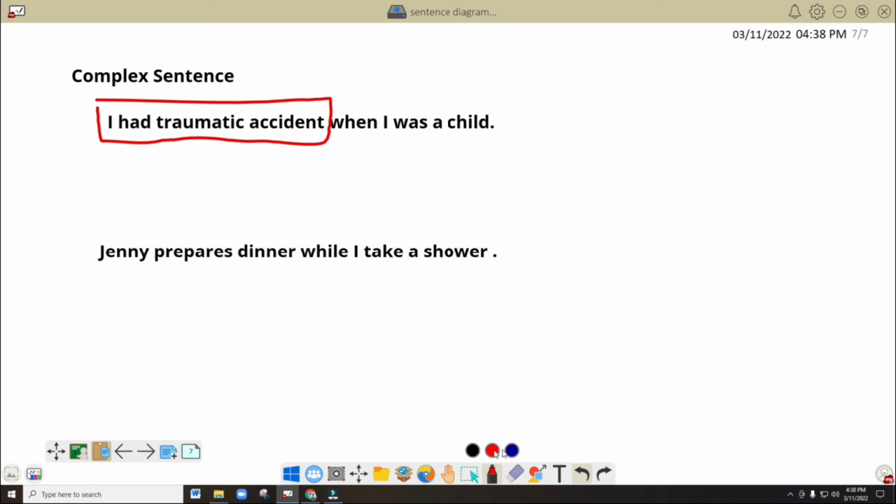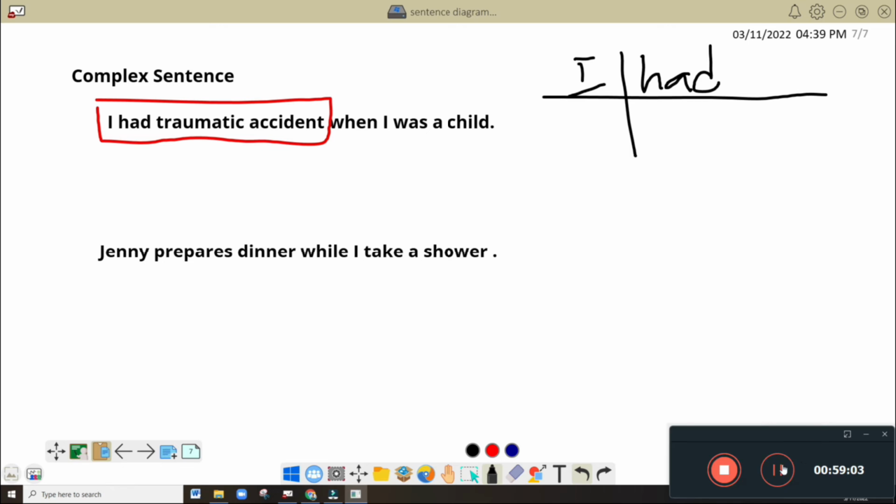I had traumatic accident. So let's put this one in diagram. So I is the subject. Nothing describes I. Nothing gives name to I in here. So we have here I. Had is our verb. And do we have something that describes or gives another name for our subject? So traumatic accident. Hmm. So is it a direct object or an object, or maybe it is a predicate nominative or predicate adjective? What do you think? The word accident.